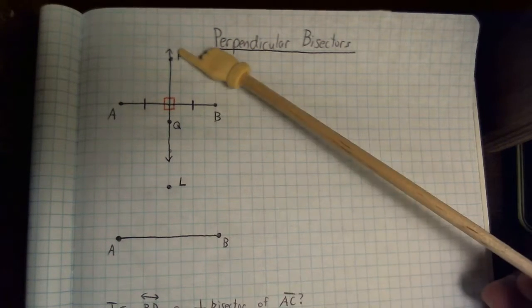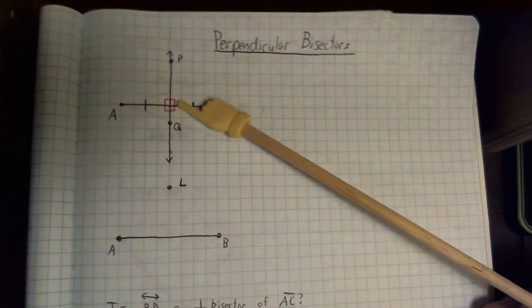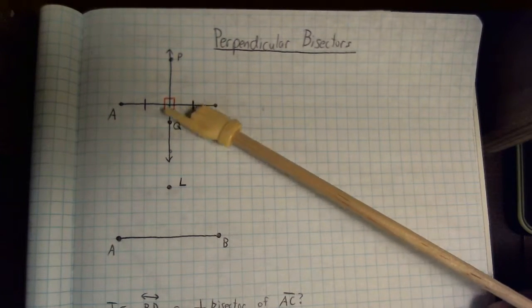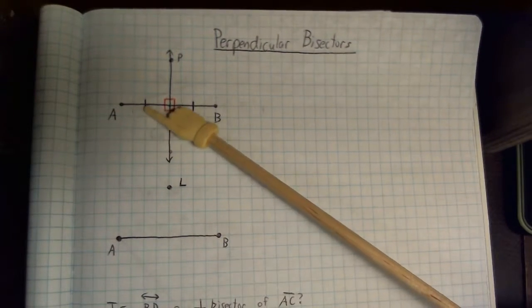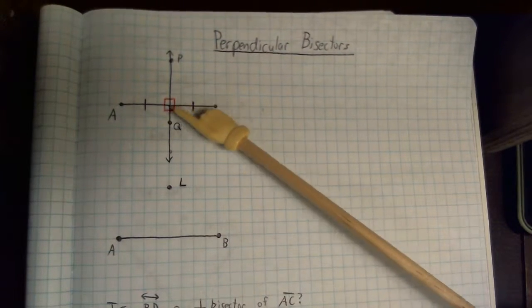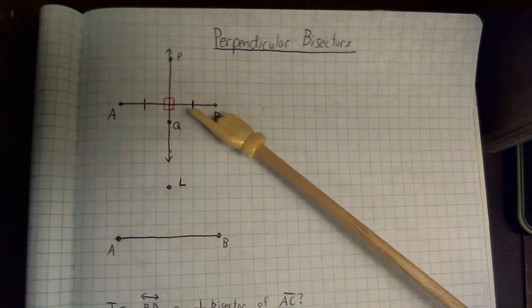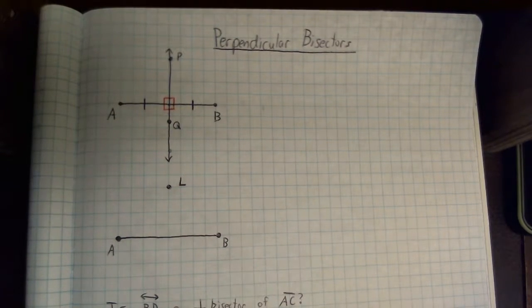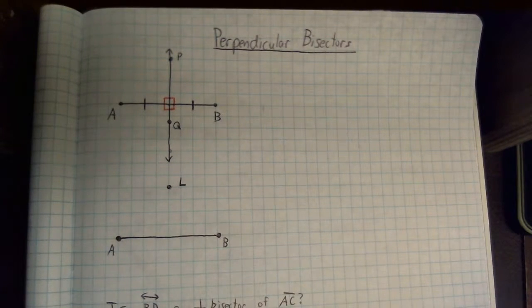So when we look at this, we notice that we have a line that is perpendicular. We notice the 90-degree angle is to our line segment. And we also notice that our line segment was cut into two equal pieces. These little marks right here tell us that these pieces are congruent. So we have line PQ as a perpendicular bisector of AB.